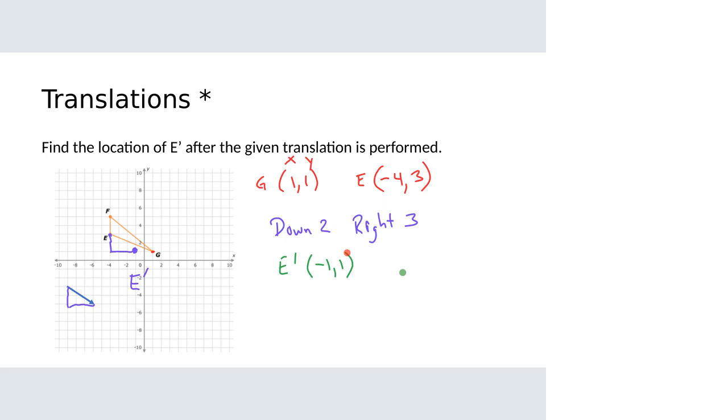We could move F and G if we wanted to move the whole triangle and draw that in, but all we were asked for is the location of E prime, and that's going to be at the point -1, 1. That was the most common answer, which is great. But if you have any questions about how we found that, please don't hesitate to let me know.